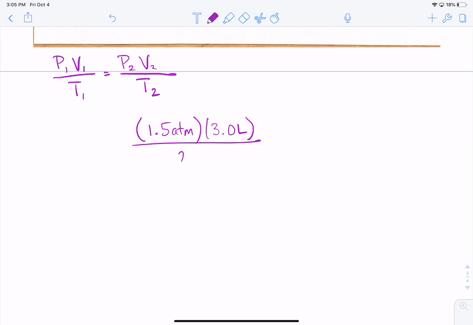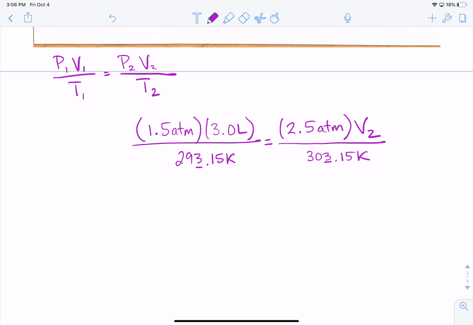So that's 293.15 Kelvin equals, so I plug in P2, which is 2.5 ATM. V2 is what we're looking for, divided by that converted temperature, which is 303.15 Kelvin. I just like to have parentheses around everything. It makes it nice and clean. Are there any questions on how I plug this in?